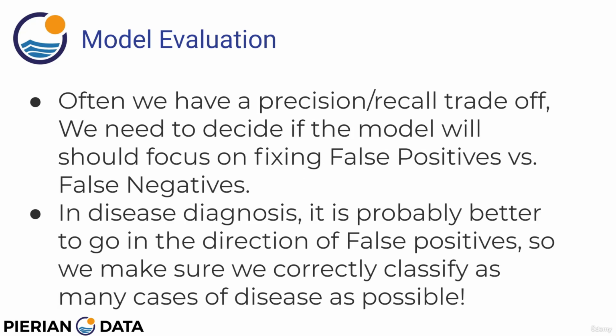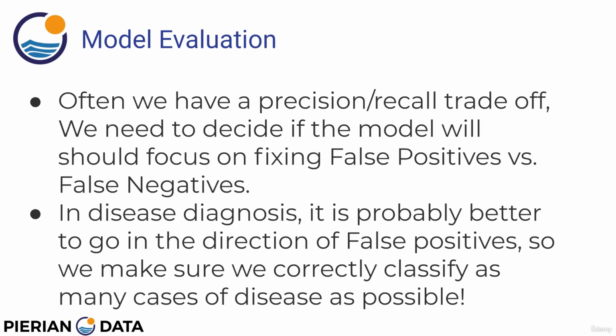As we mentioned, we often have that precision recall trade-off, which means we essentially need to decide if the model should focus on fixing false positives versus false negatives. At the cost of decreasing false negatives, most likely we increase false positives and vice versa. In disease diagnosis, it's probably better to minimize the number of false negatives at the cost of increasing the number of false positives. So we go in the direction of these false positives.